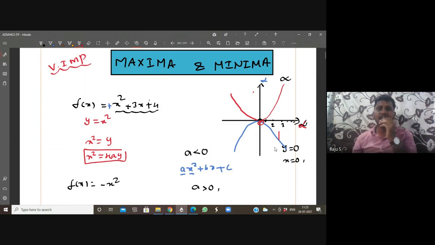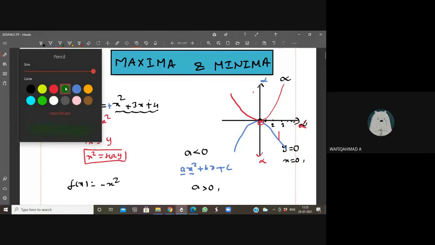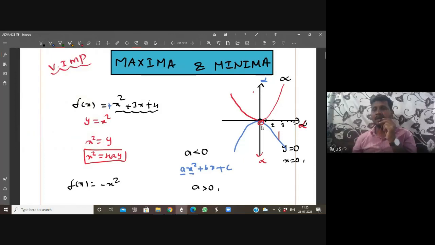Yes, x is increasing, y is minus x square, decreasing. Decreasing in this case, so are we going to get a minimum value or a maximum value? Maximum, because when x is increased, y tends to minus infinity. Here, y tends to minus infinity, so we are going to get a maximum value.